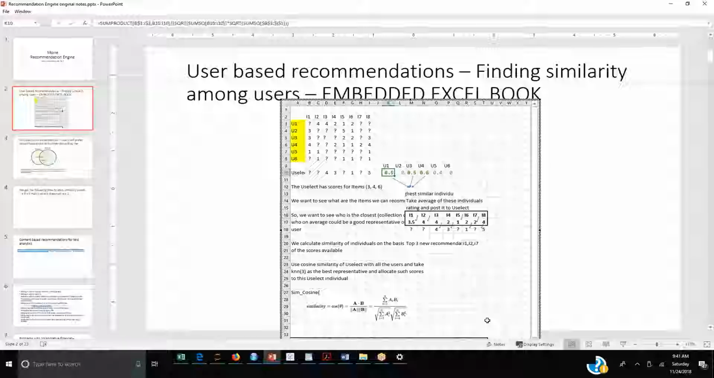No, I call it cosine similarity. It's called cosine similarity. Yes, you are right. It's the dot product divided by the product of the norms of each of the vectors, norm A and norm B.